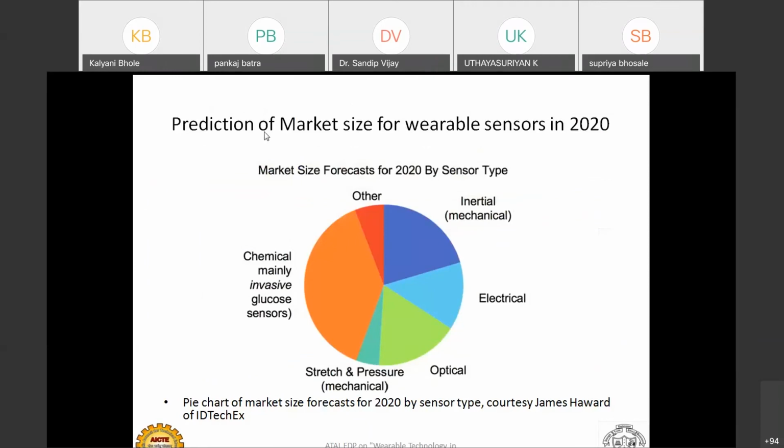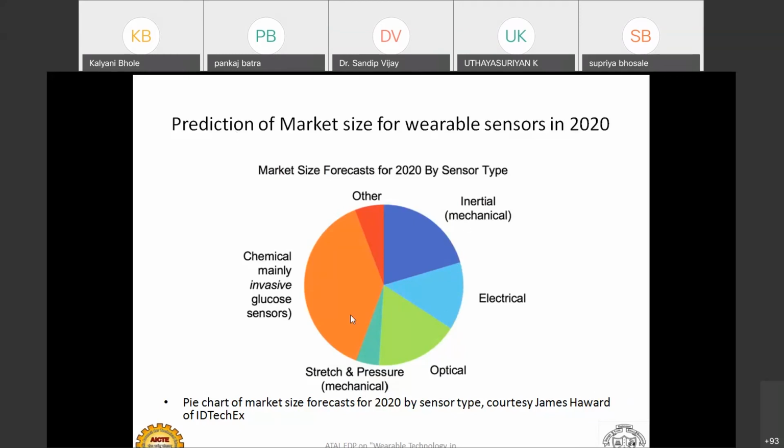Let us see what the market size for wearables was in 2020. Looking at the chemical sensors, mainly invasive glucose sensors, they acquire the maximum market. Second, I can say is the mechanical one. Third, I can come to the optical one, then electrical, and then the stretch and pressure one. Again, this graph is made by James Howard.